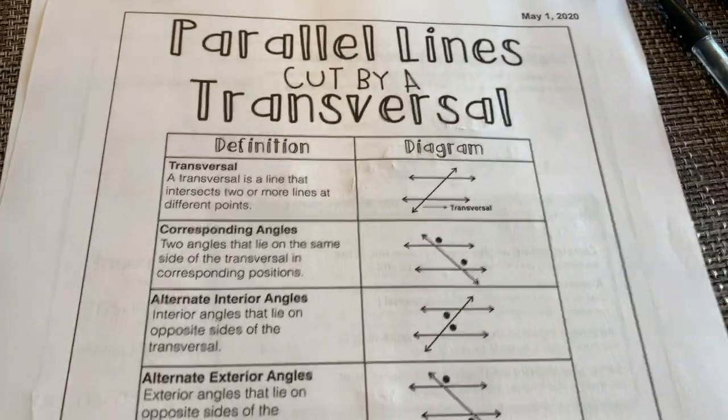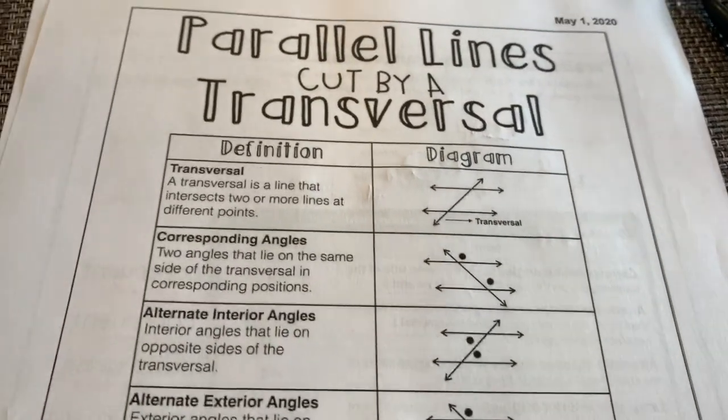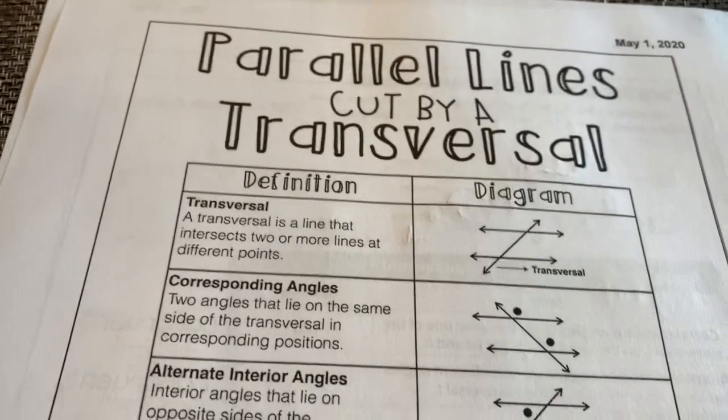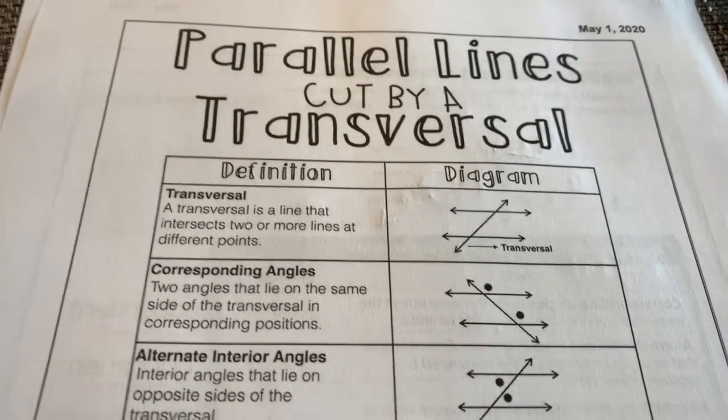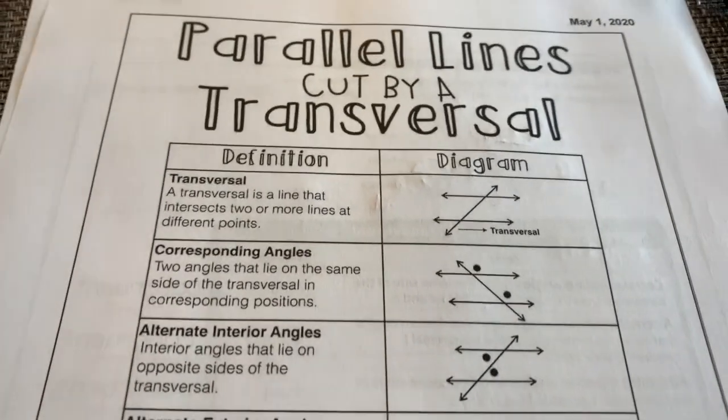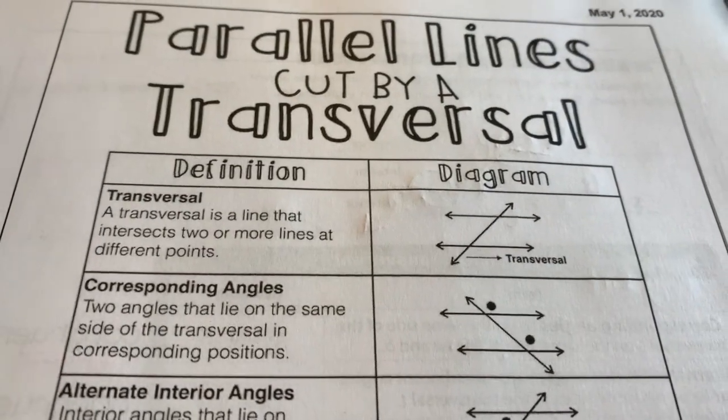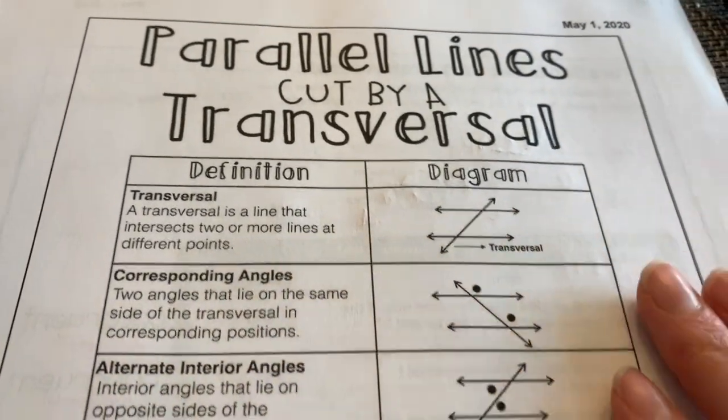And I also included it on the agenda. So if you wanted to print it out, an extra copy or whatever you want to do with it, you can. Okay, so first it has the transversal. It's telling you what the transversal is, right?